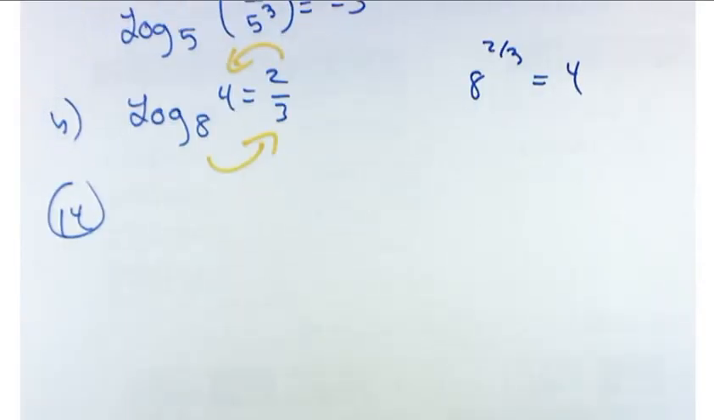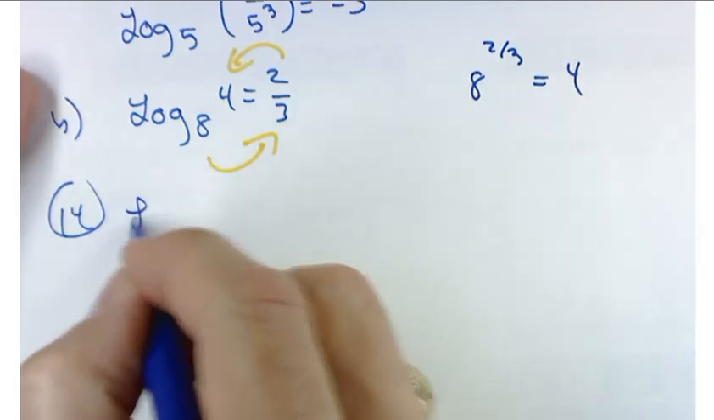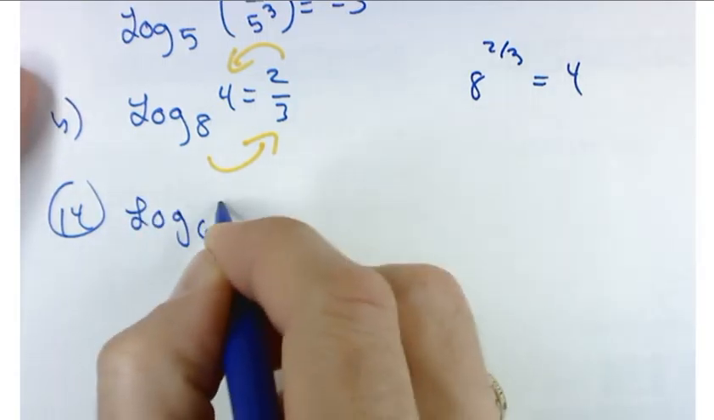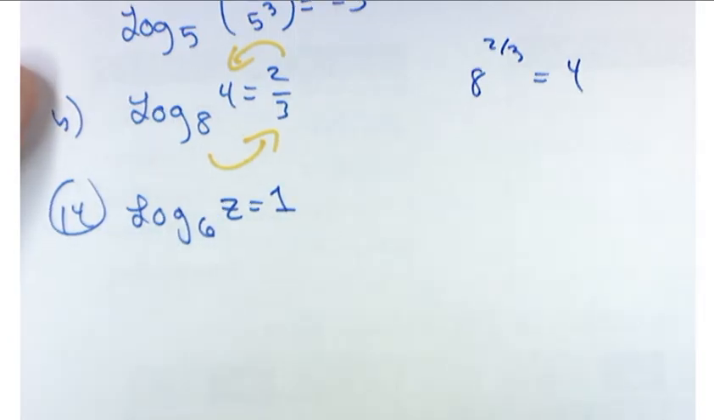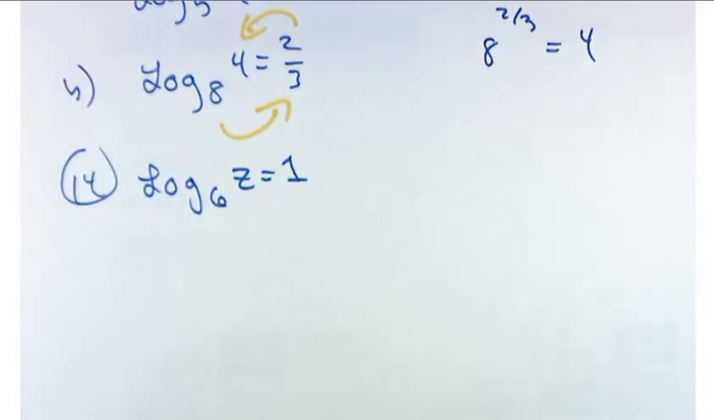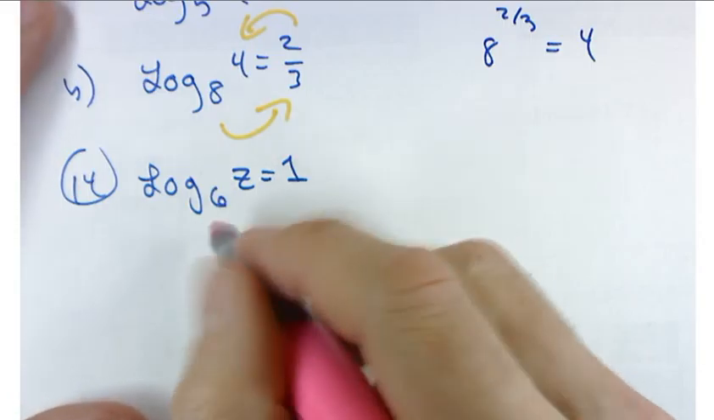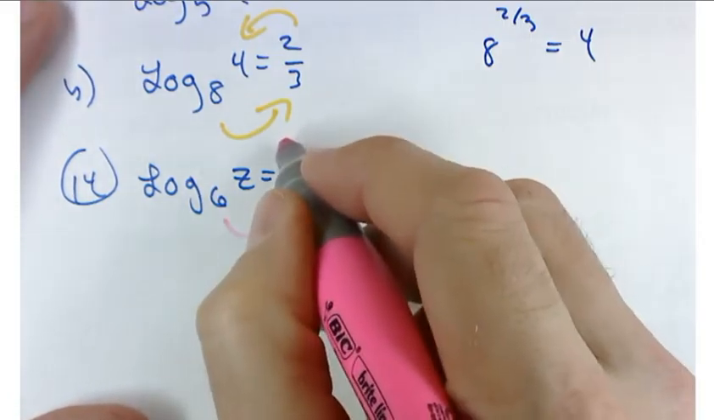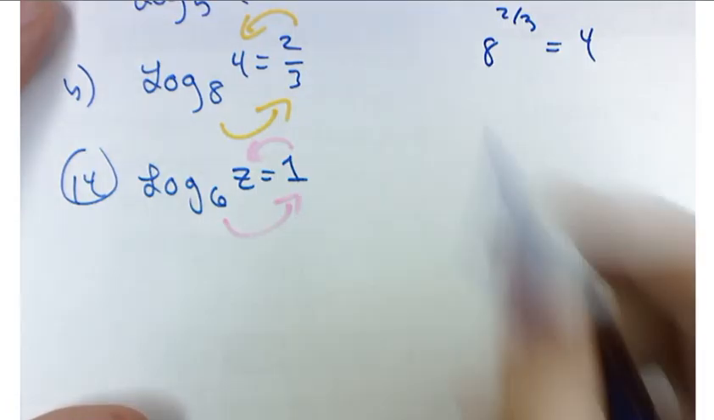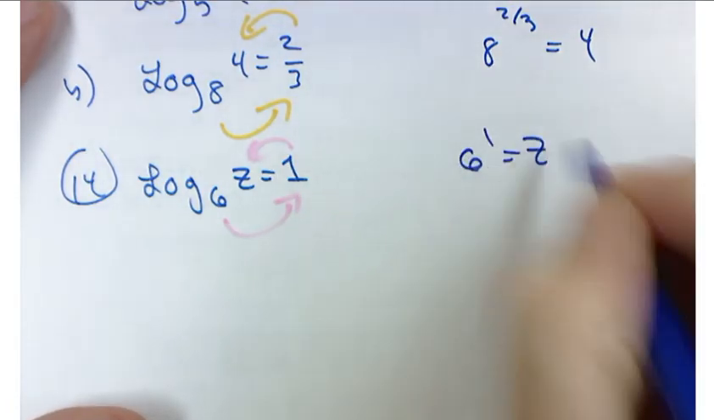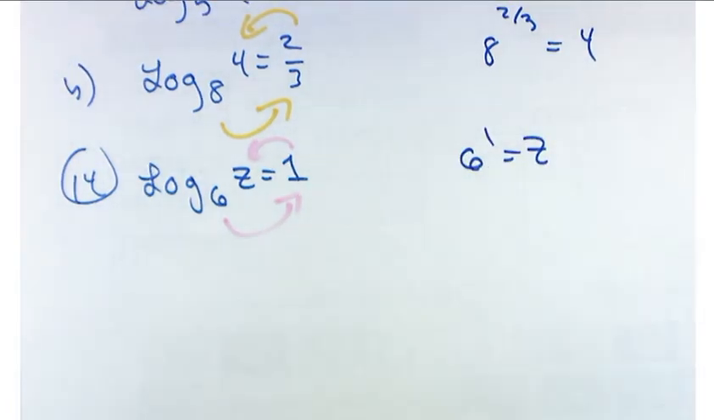So we've got log base 6 of z equals 1. Probably a couple ways you could do this, but the fastest way to do this is to rewrite it using exponents. So let's see about doing that. Jeff, what would this look like if I rewrote it using exponents? 6 to the first equals z. So z equals 6. That makes sense.